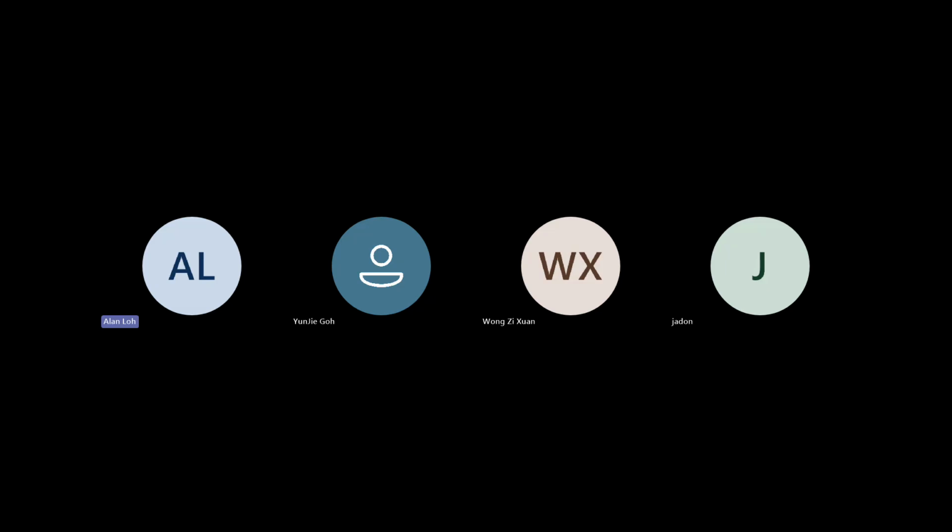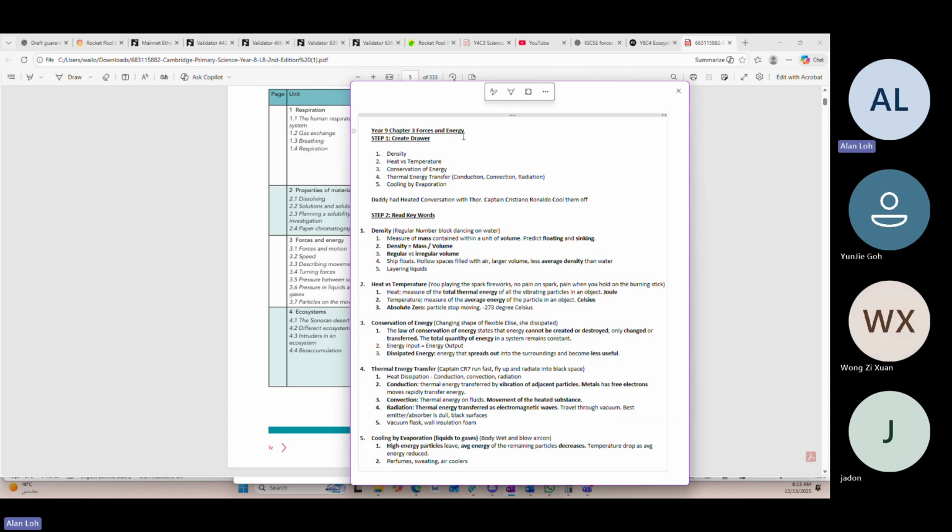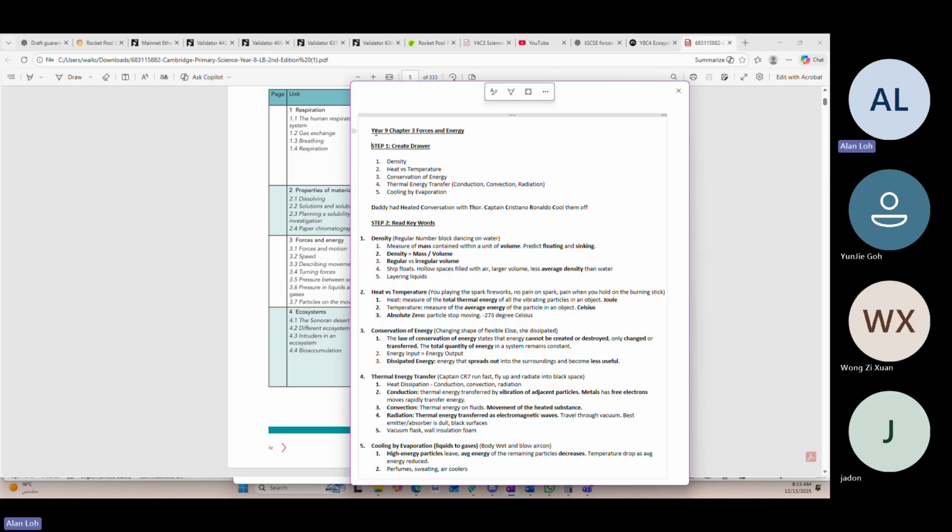Chapter 3, Year 9, IGCSE syllabus. Step 1, we will have to create these 5 drawers that I have created for you. Number 1 is density. Number 2 is heat versus temperature. Number 3 is conservation of energy. Number 4 is thermal energy transfer. Number 5 is cooling by evaporation.